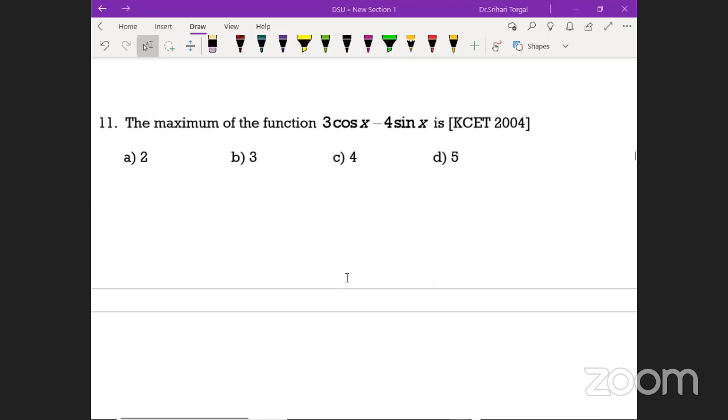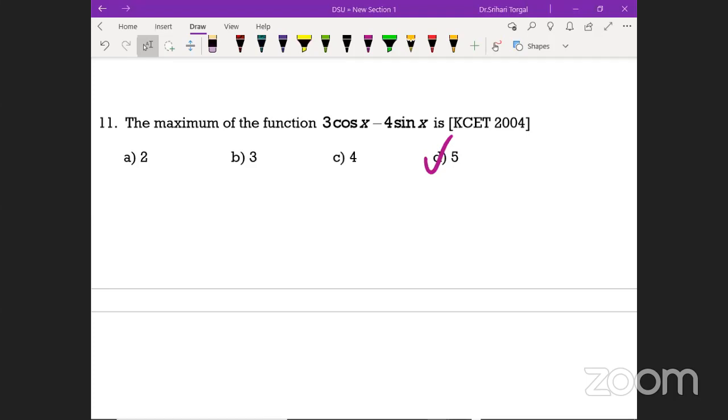In 2004, I think you can answer it directly. Yes, very good. Answer is 5. Maximum value is 5.